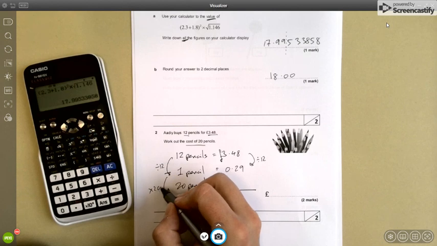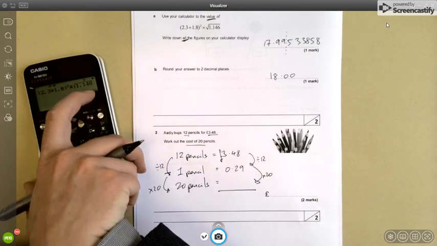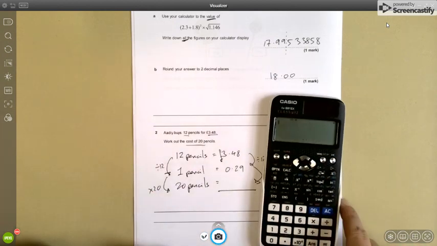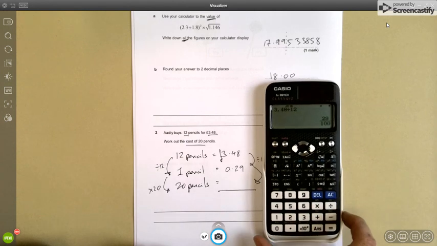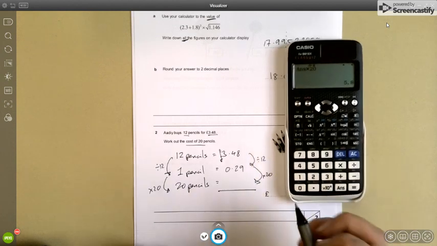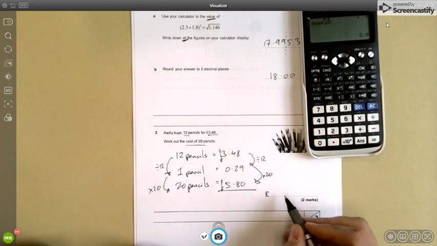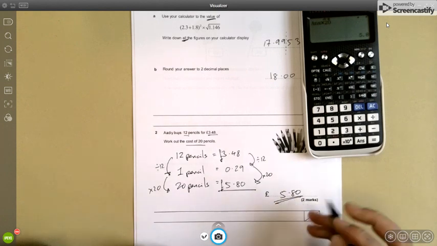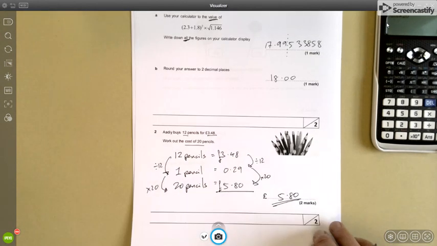20 pencils, well, let's times by 20. And when we do that on your calculator, we had £3.48 divided by 12 gave you that 29p. And times this by 20, and you've got 5.8. Well, that's £5.80, and then this is where my answer goes, like that. Okay, so let's look at the next question.